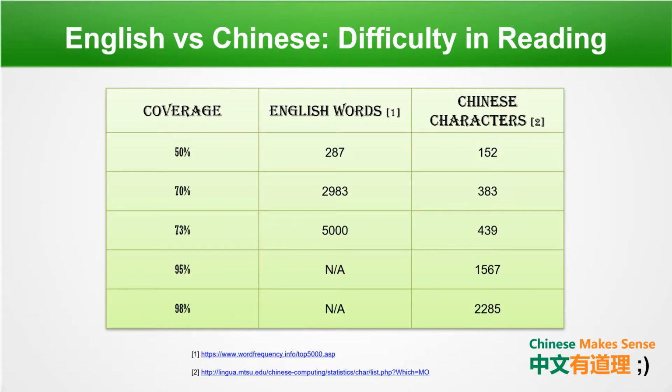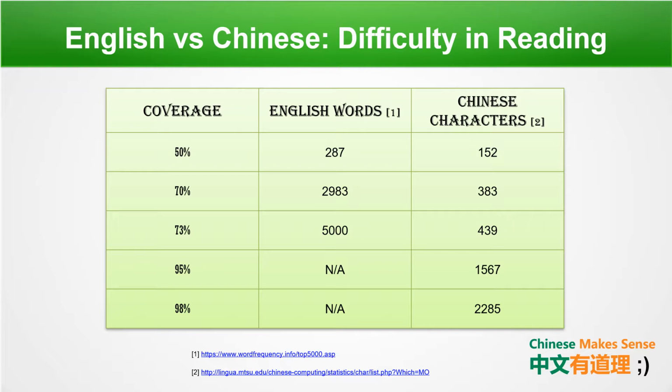Now let's use even more numbers to compare English and Chinese. To cover 50% of all text, you'll need to know 287 of the most common English words or 152 of the most common Chinese characters. With a pretty significant leap to 70% coverage, you'll need to know a lot of English words, 2,983, but still not as many Chinese characters at 383. With just a teeny little jump to 73% coverage, you'll need to know 5,000 English words, but only 439 Chinese characters. For 95% coverage, you'll need to know 1,567 of the most common Chinese characters.